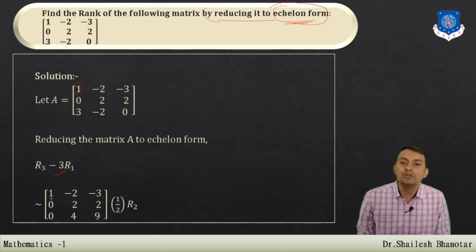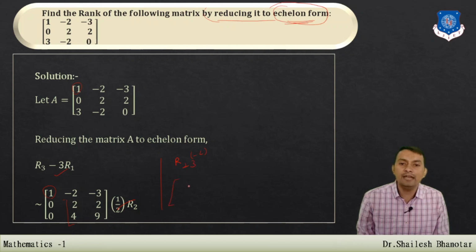This is 0 0. So the first one is the leading entry, and below that we have a 0. This is the 2, the leading entry, and below that is the 4. That also you can make 0. For simplicity you can make the leading entry 1, but not necessarily. In this question, the second row multiplied by -2 and added to the third row is going to be this.